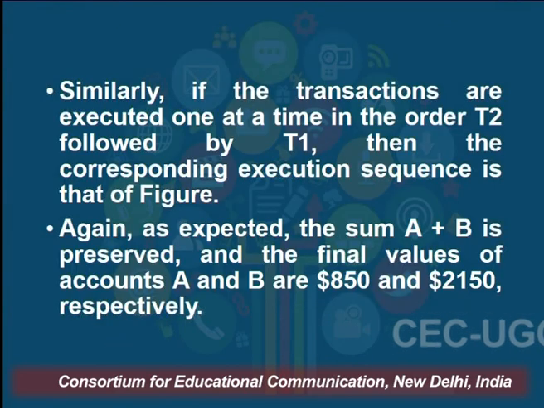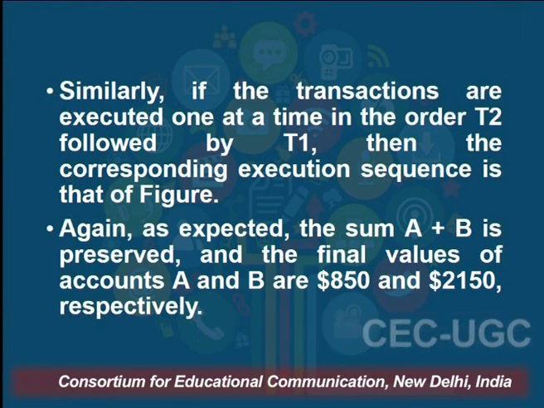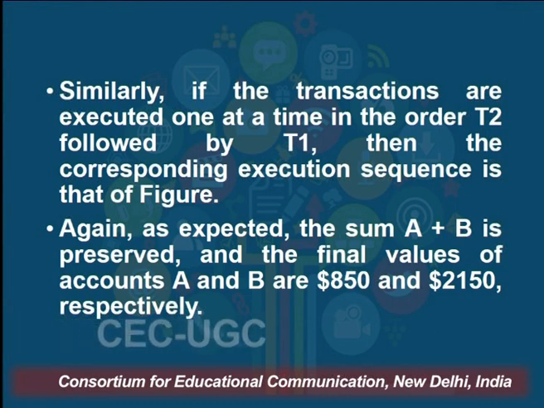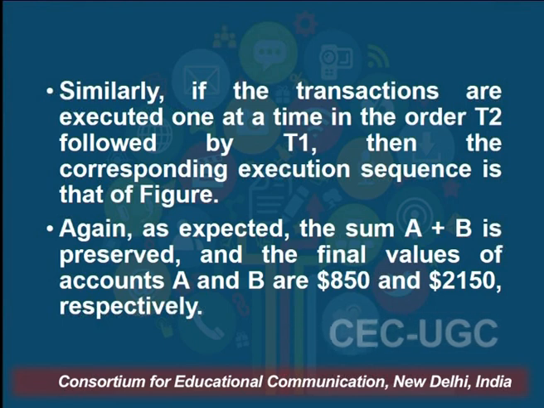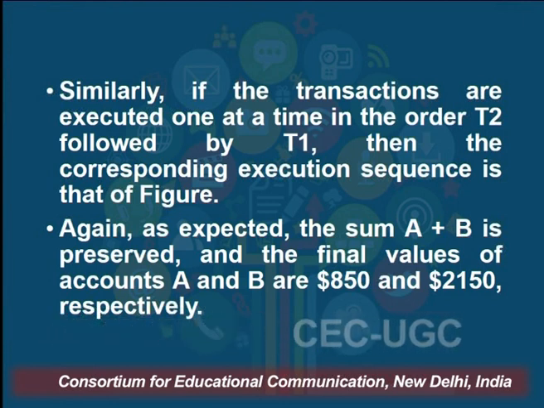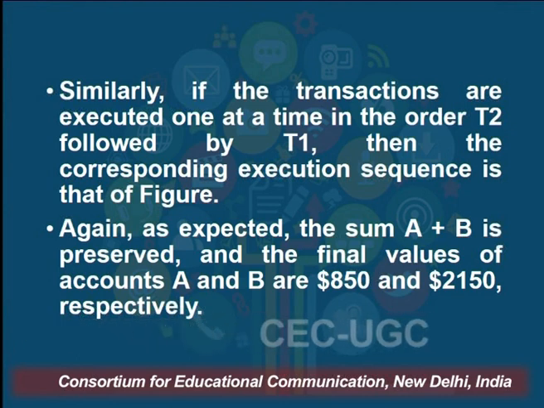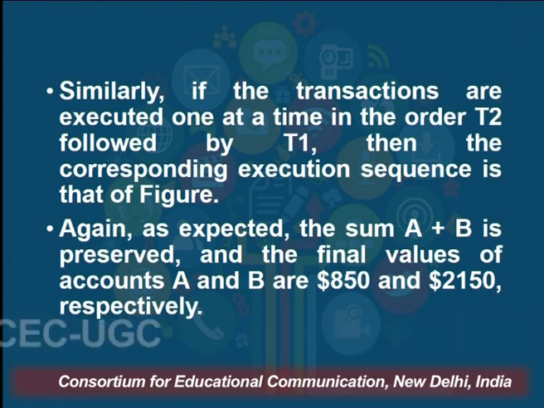As expected, in both of these schedules the sum of A plus B is preserved, and the final values of accounts A and B are $850 and $2150 respectively. That means the transfer of $50 from A to B, and the transfer of 10% of the amount from A to B, whatever schedule is covered, the sum of A plus B is preserved, and the final values of accounts A and B are $850 and $2150 in both the schedules.